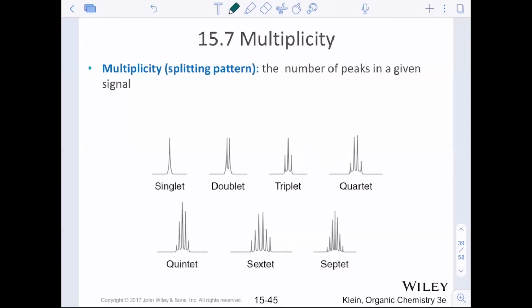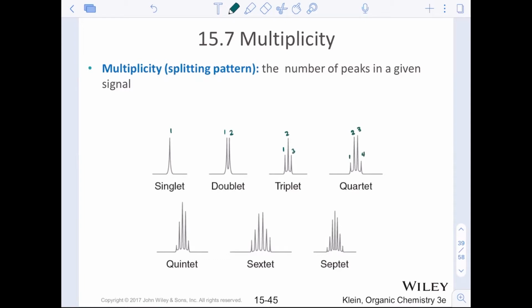This idea of splitting pattern is able to tell us an immense amount of information around the environment next door to our protons. So multiplicity is referring to the number of peaks that a signal is split into. So we could have a singlet when we just have one peak. A doublet is when we see a signal split with two peaks. A triplet is 3 peaks. A quartet is 4 peaks.